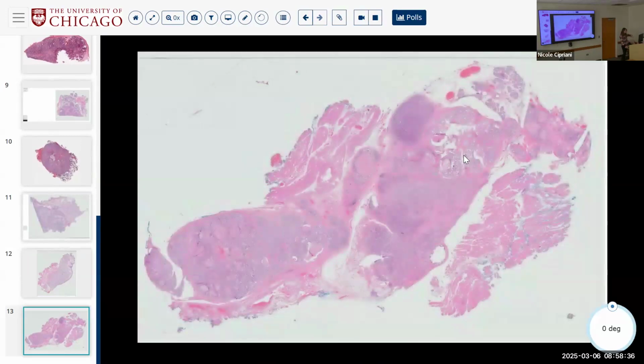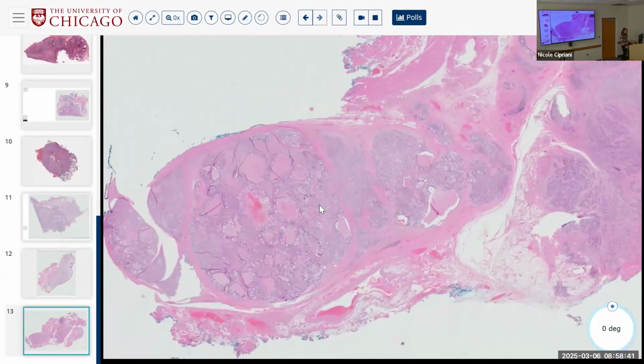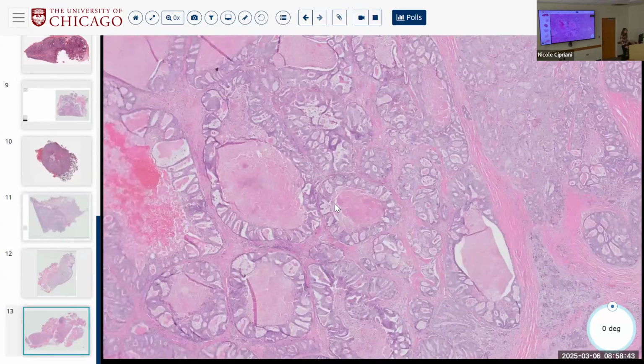And, ooh, perfect. Last one. I think this is one that you can all shout out because you all know what it is.